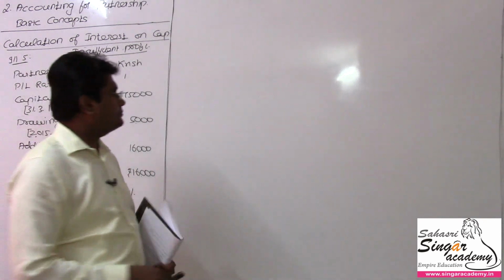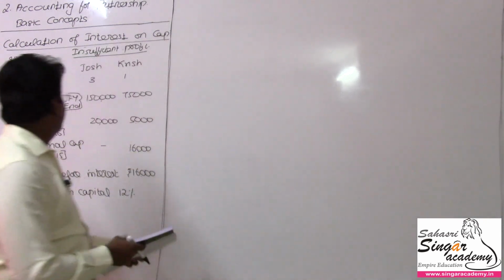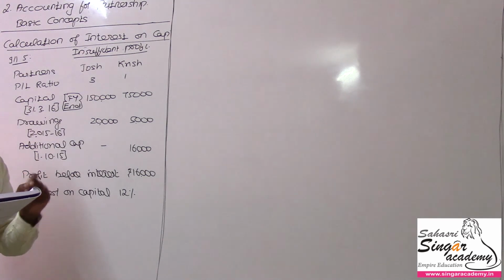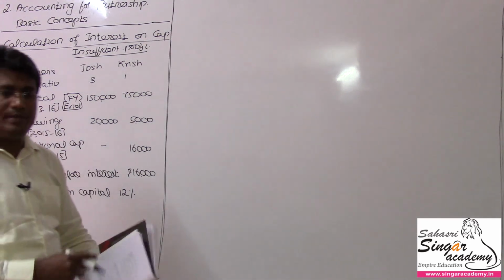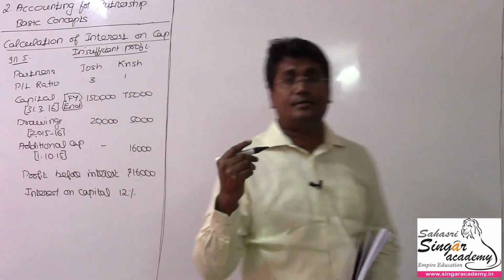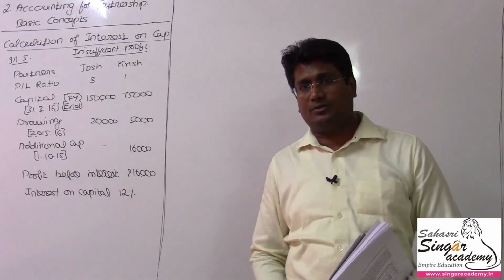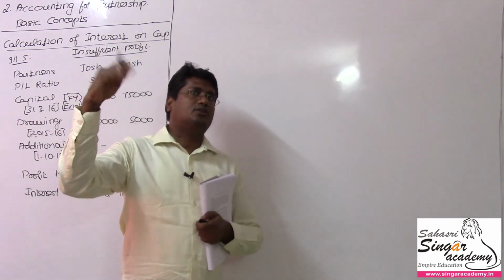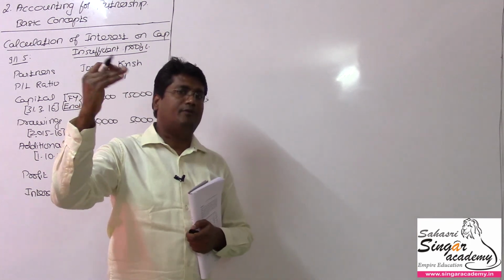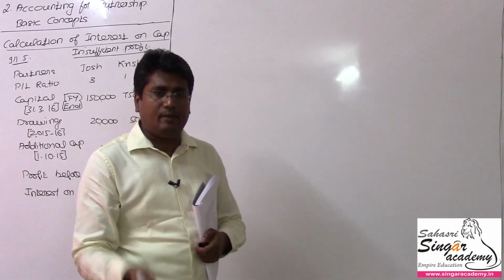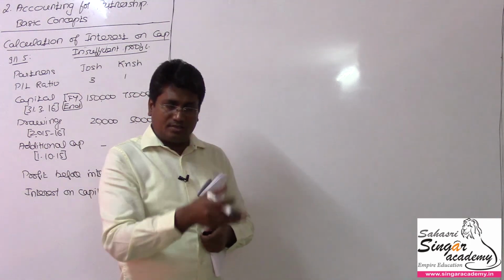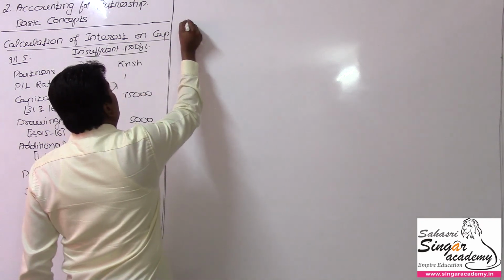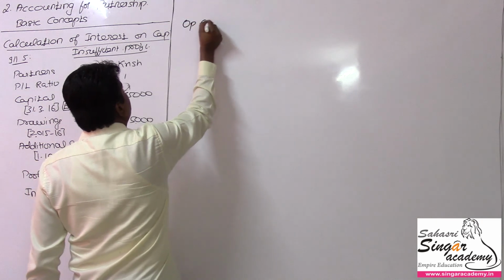Let's see here. The capital given is for the year end, not the year beginning. Interest will be calculated only on the year beginning's value, so you have to bring it back to the year beginning. Usually, from the opening capital, you add interest on capital and net profit, minus drawings, plus additional capital. We are going to work out the same model in a reverse way to arrive at the opening capital.